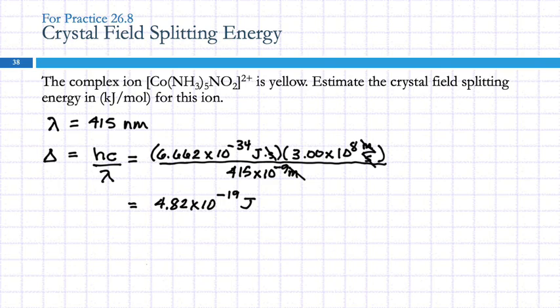Kilojoules per mole. Well, we could turn this into kilojoules pretty easily, right? If I want kilojoules up here, I'm going to divide by joules, so those cancel out. And then kilo stands for 10 to the 3. So 1 kilo is 1 times 10 to the 3. So this is going to give me 4.82 times 10 to the minus 16.